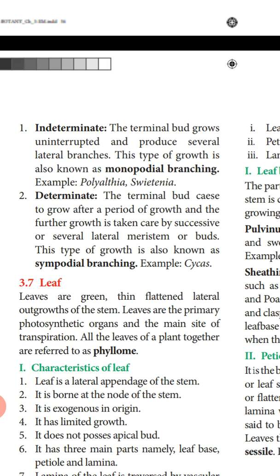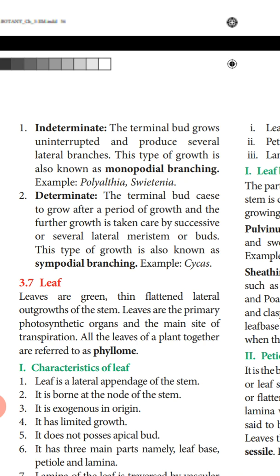In indeterminate branching, the terminal bud grows uninterrupted. The bud present at the tip keeps on growing, so vertical growth takes place and produces several lateral branches. This type of growth is known as monopodial branching. Here, in indeterminate growth, the main axis, because of the presence of the terminal bud, keeps on elongating and shows the growth of lateral buds. That is also called monopodial branching.